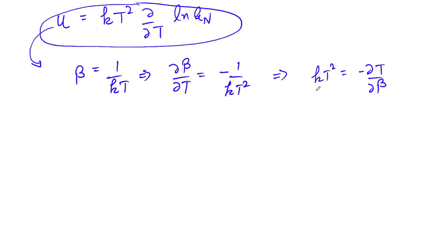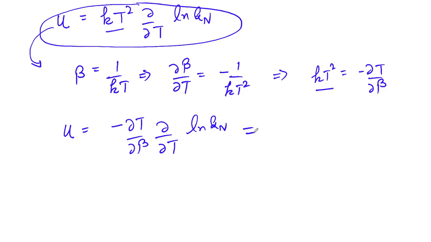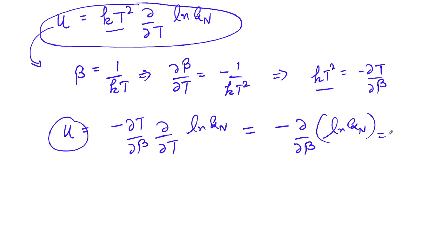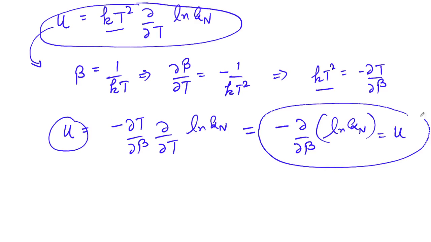So if I put the value of kT squared in this equation, I can write the internal energy as minus ∂/∂T of log of Q_N, or equivalently minus ∂/∂β of log of Q_N. So similarly you can derive the relation of this internal energy with respect to beta, or with respect to temperature. So this is a very important equation. Let us say this is our equation number 13.